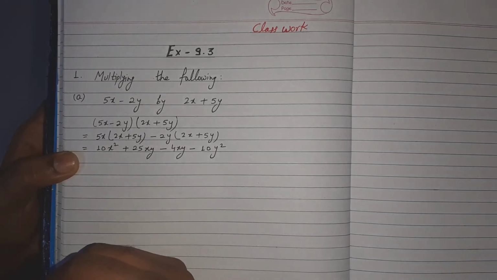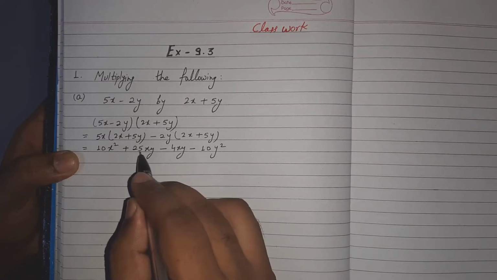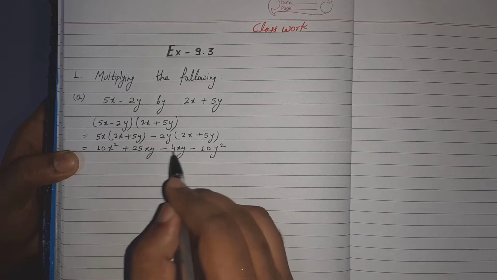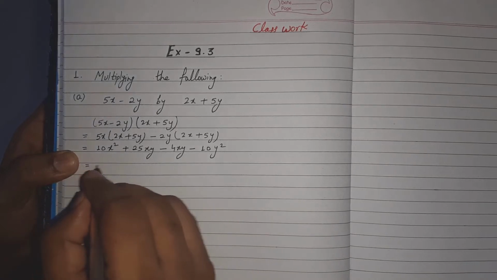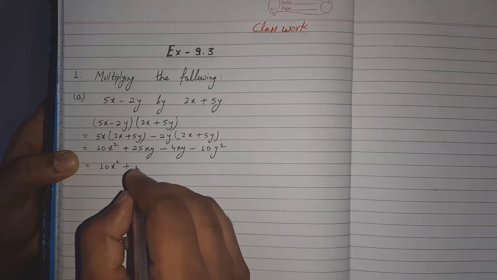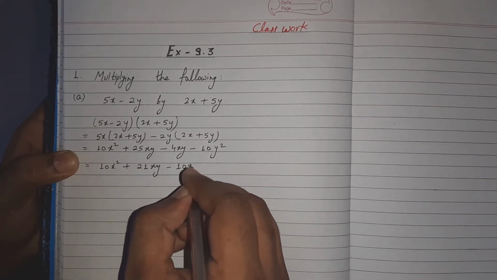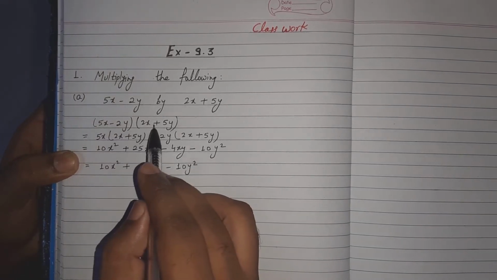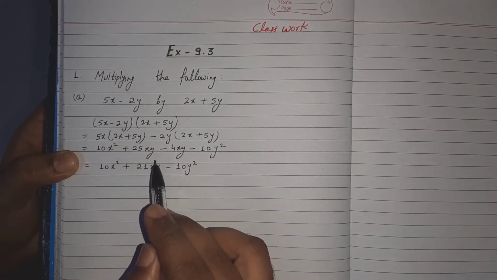Now you can see 25xy and 4xy both are like terms. 25xy is positive and 4xy is negative, so we will subtract. So it will be 10x square plus 25 minus 4, it will be 21xy minus 10y square. So this is the expansion form of this product. So I think this question is clear to all of you.